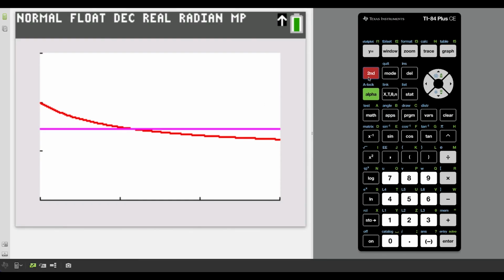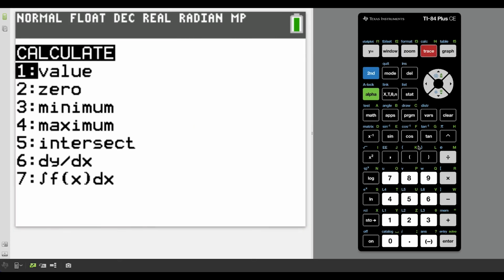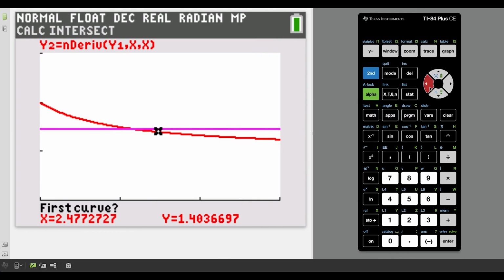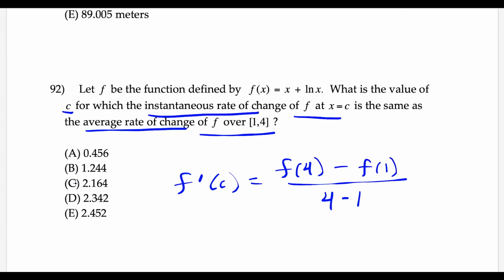So now we could just trace, the derivative is in red, and the average we just set constant to be the line in pink. So second trace, number 5, will give you the intersection point. And I go before the intersection point over here. Press enter once, scroll after the intersection point, hit enter a second time, and then a third time, and it's going to be 2.164. And that's going to correspond with choice C.